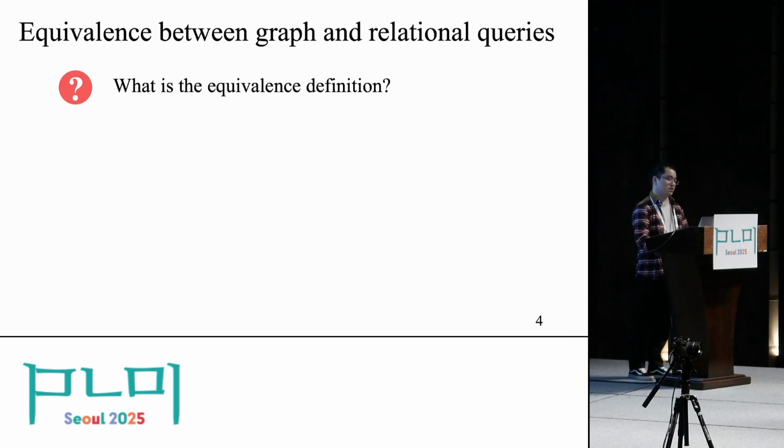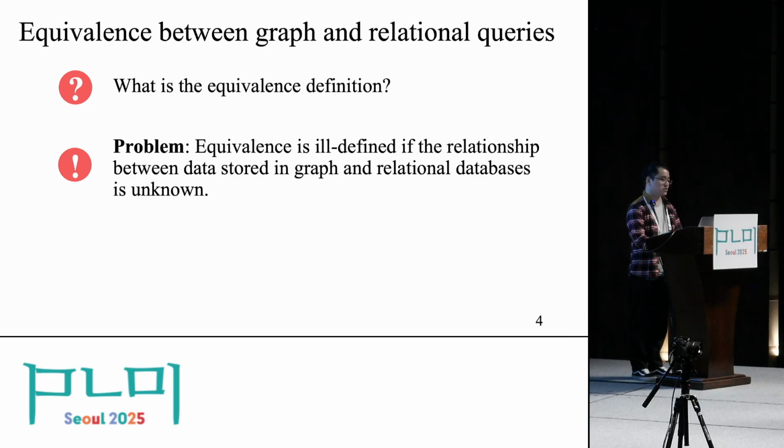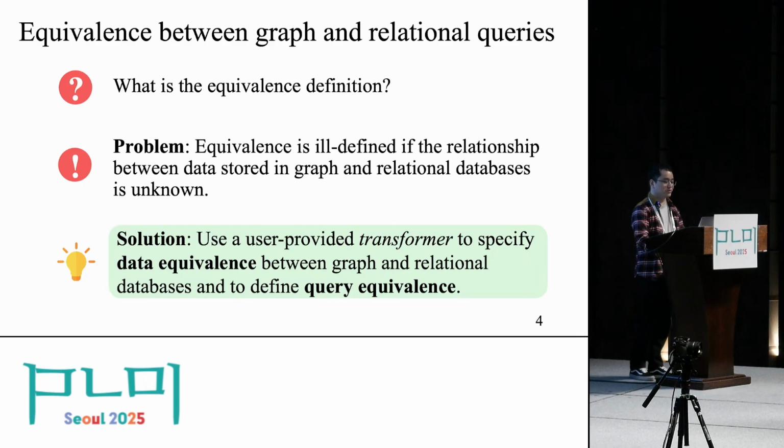However, this problem is non-trivial and presents a natural question: what does it mean for two queries to be equivalent? If we don't know the relationship between the data stored in graph and relational databases, then equivalence cannot be easily defined. This requires us to find a mechanism to align relational and graph databases. The solution is to introduce the concept of a user-provided transformer, which is inspired by schema mapping from the database community. It specifies data equivalence between graph and relational databases, and thereby enables us to define query equivalence.